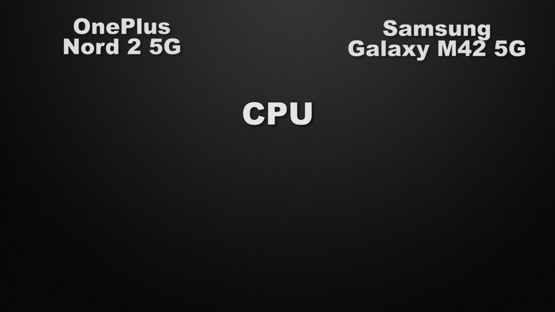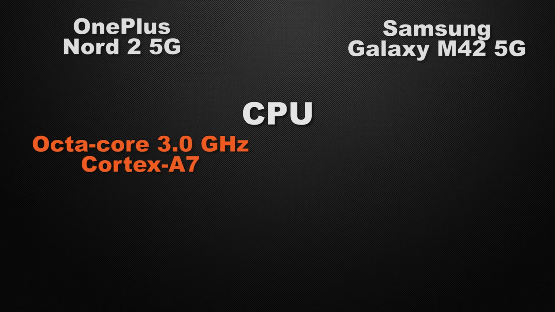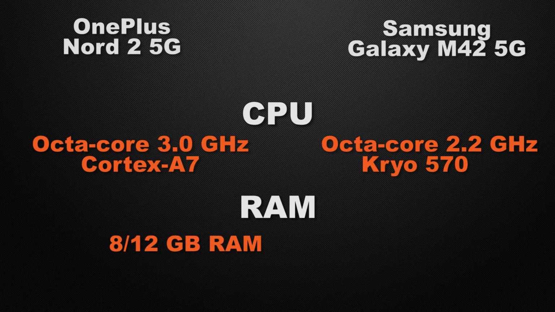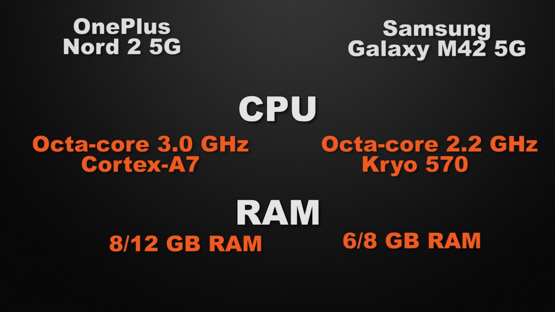Let's talk about the clock speed of the devices. Nord 2 can clock at 3.0 GHz based on an octa-core Cortex chipset, whereas M42 can clock at 2.2 GHz based on an octa-core Kryo chipset. So the winner here is Nord 2 because it has a faster clock speed. And about the RAM variants in the devices, Nord 2 has two options, 8 and 12 GB, whereas M42 has 6 and 8 GB of RAM options. So the winner here is Nord 2 because it has a bigger RAM capacity.